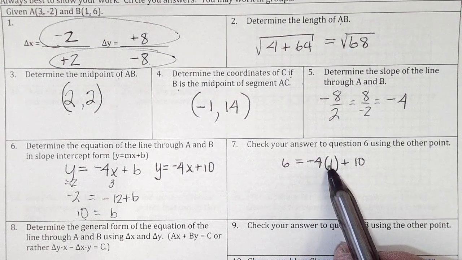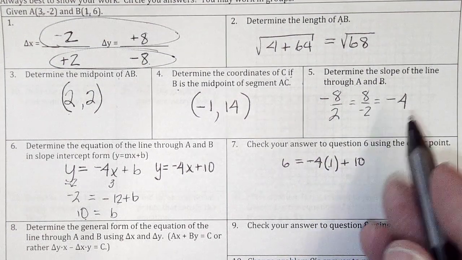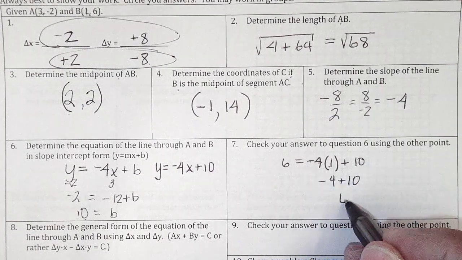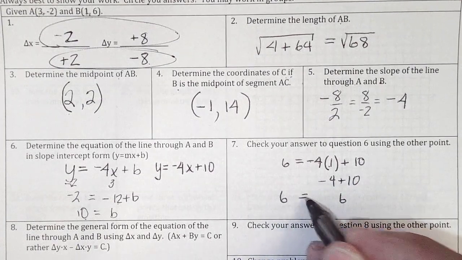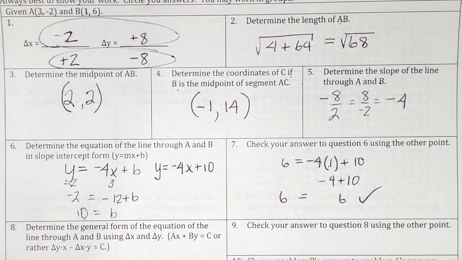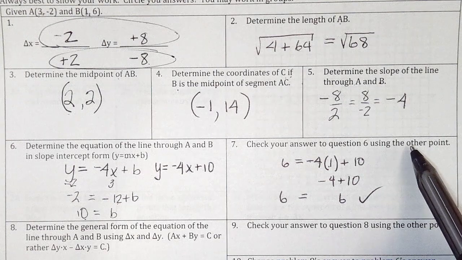-4 times 1 is -4 plus 10 is 6. I get 6 equals 6. That's a true statement. So I've checked it using the other point.